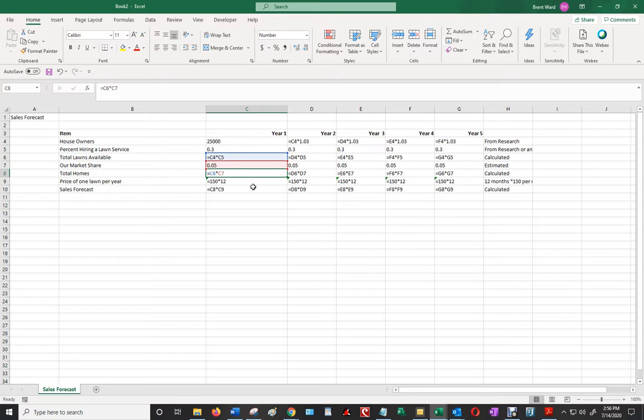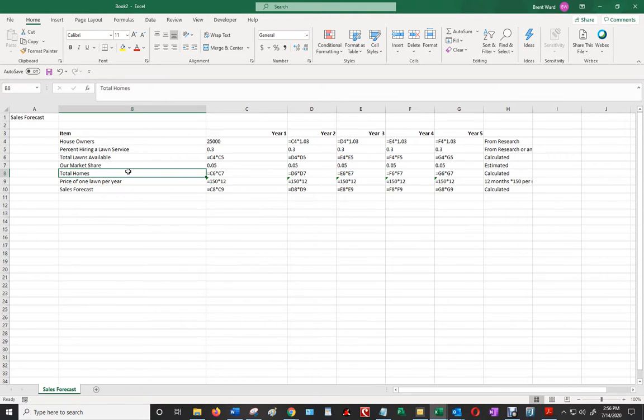And then the price of one lawn per year, I assumed a lawn price of $150 a lawn multiplied by 12 months. That's why I said assume you're doing this in an area where you can cut the lawn year round, and that's what this comes out to be, 150 times 12. And so your final sales forecast for year 1 would be C8, which is the total number of homes multiplied by the price.